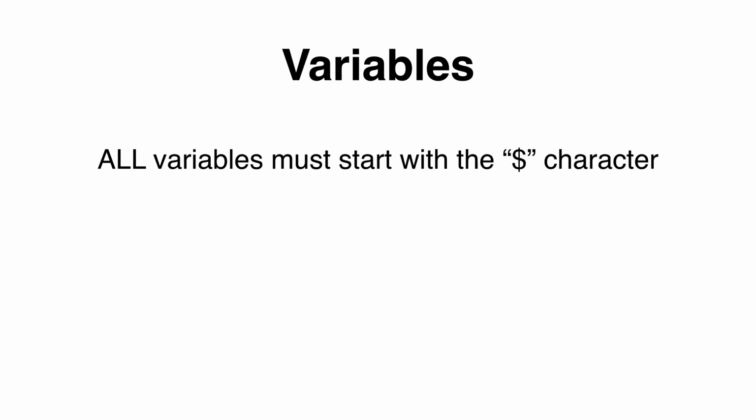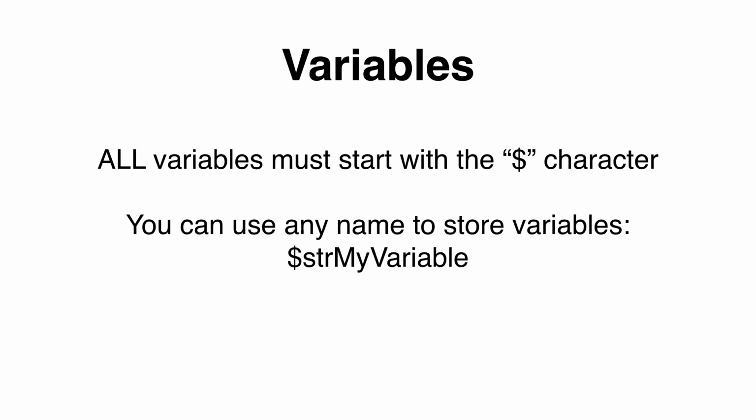All variables in PowerShell have to start with the $ character. That's how you specify them. You can use any name to store the variables. What I normally like to do is specify the data type. So I put the $ character, then str, that would stand for string, and then use upper and lowercase letters for the name. There's no rule on what you need to do or what you have to use. It's completely up to you what name you'd like to specify.